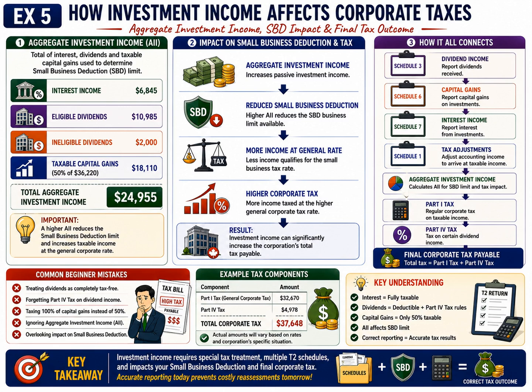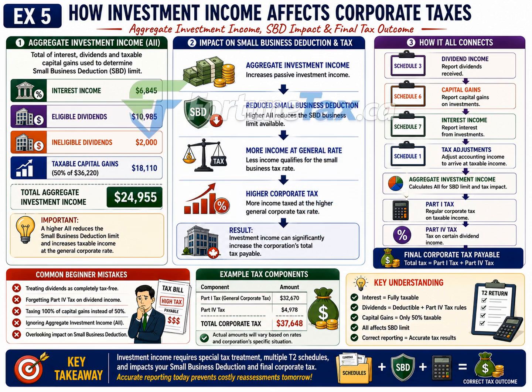The process begins with aggregate investment income. As a corporation earns more passive investment income, its aggregate investment income increases. Once aggregate investment income reaches certain thresholds established under the Income Tax Act, the corporation's available small business deduction business limit begins to decrease. This means that less of the corporation's active business income qualifies for the lower small business tax rate.